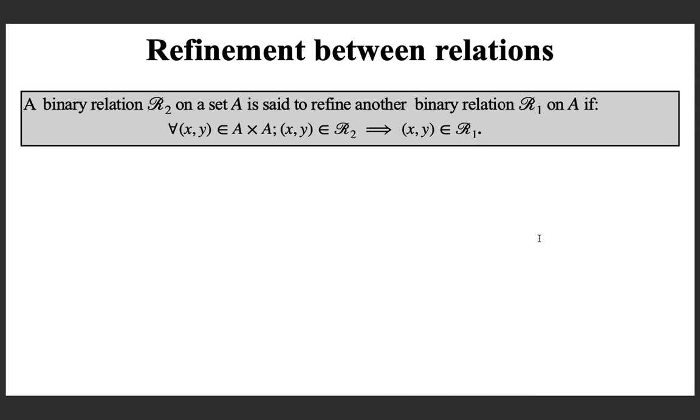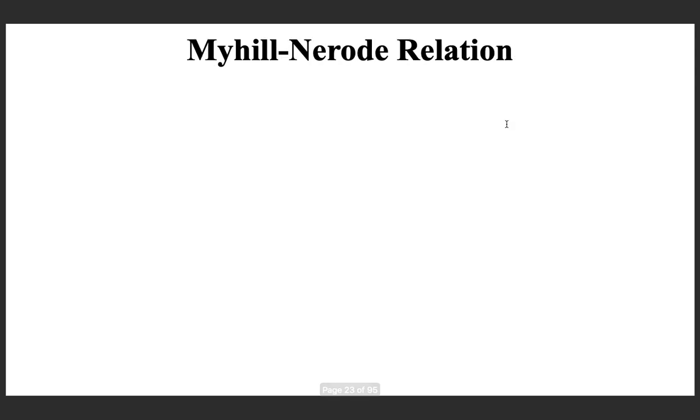Now we can formally define refinement. A binary relation R2 on a set A is said to refine another binary relation R1 on A if for all pairs xy, xy is in R2 implies xy is in R1. That is, if x is related to y under R2, then x must be related to y under R1. If all pairs satisfy this, then R2 is said to refine R1.